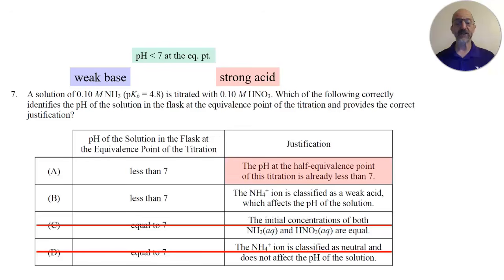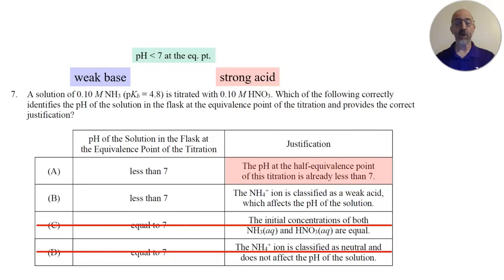Now, the justification in choice A, let's go ahead and do a deeper dive into whether that's correct or not. The justification in choice A says the following: the pH at the half equivalence point of this titration is already less than 7. Now, is that a true or a valid justification? Let's go ahead and take a deeper dive into what happens at the half equivalence point.